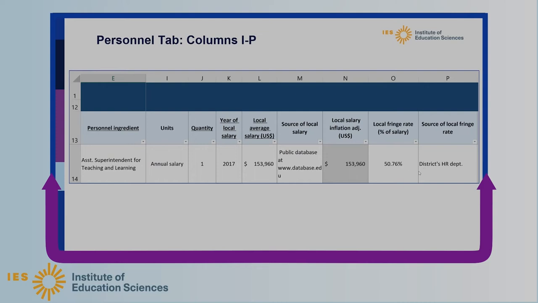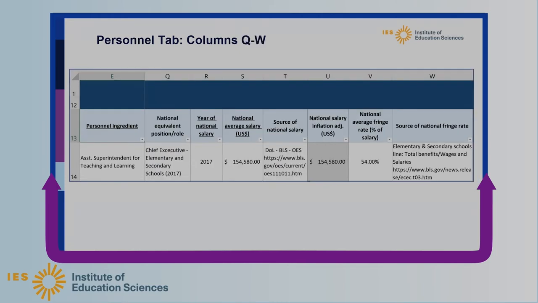Note that if you get paid $100 per day plus $50 in fringe benefits, your fringe benefits are 50% of salary. In column P, you can indicate from where you got this fringe rate information. In our case, it was from the district's HR office. I'll skip over the national price columns Q through W because they follow the same pattern.